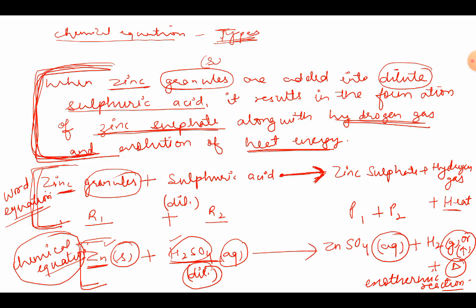Now, how many types of chemical equations do we have? This we are going to discuss tomorrow. So, understand that we can write equations in two forms, word and chemical.